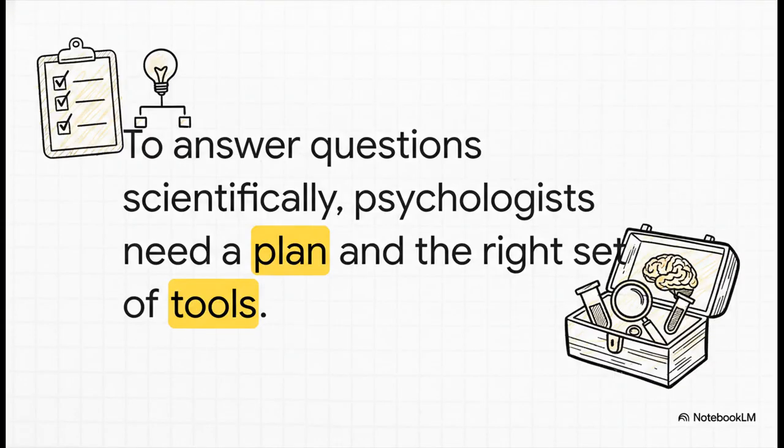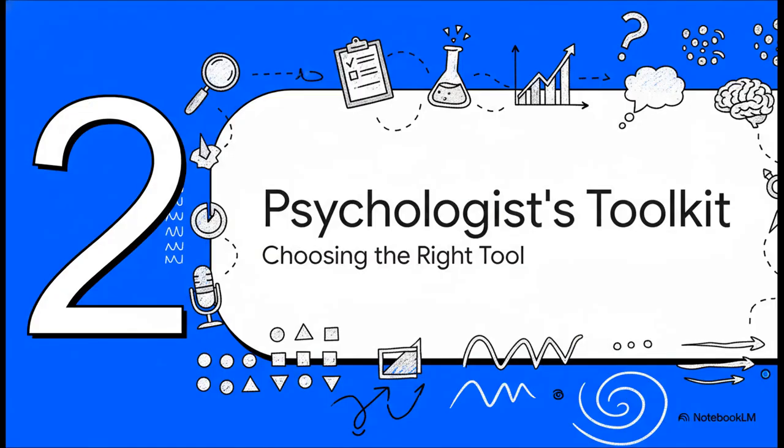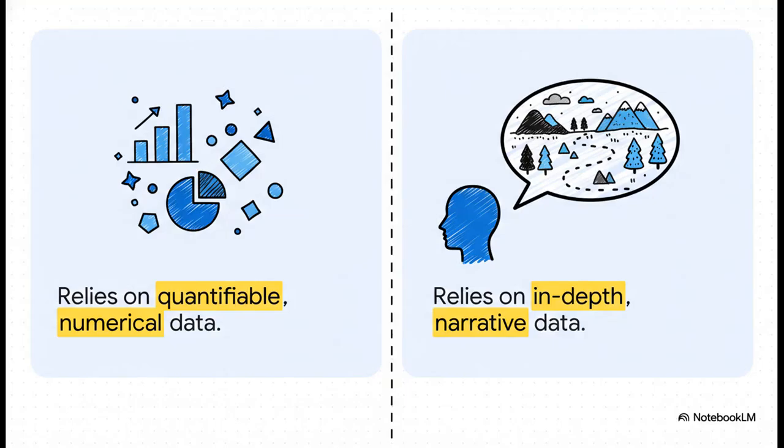Science demands a system. It needs a solid plan and, just like a carpenter or a chef, a specific set of tools that are designed for the job at hand. So, what's actually in this toolkit? Well, it's filled with different research methods. And the very first big decision a psychologist has to make is what kind of data they're even looking for in the first place. So, this is the first choice, and it's a big one.